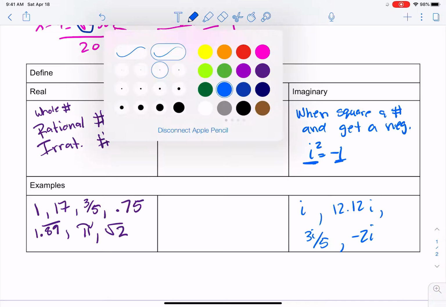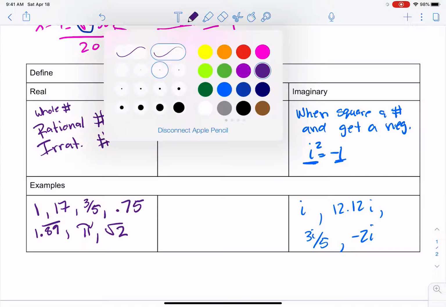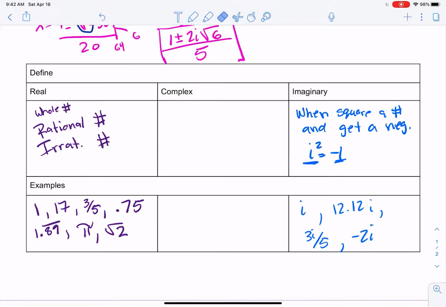Okay, complex numbers are basically a combination of the two. So a complex number is, let's use a different color. Let's use green for this. So a combo of both. So it's written in the form of a plus bi, right? So it's something like that. So this is a real number, and this is an imaginary number, and we add them together, and that gives us our complex number. So again, it's a combination of the two.